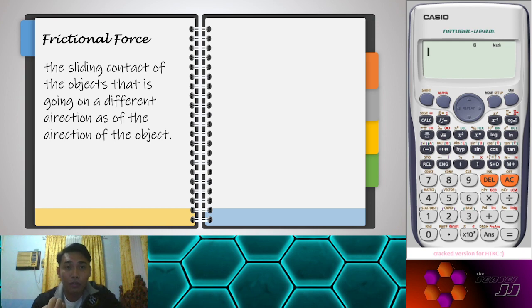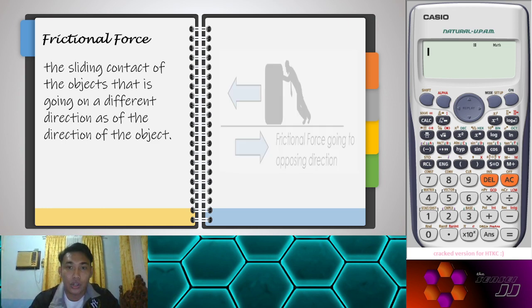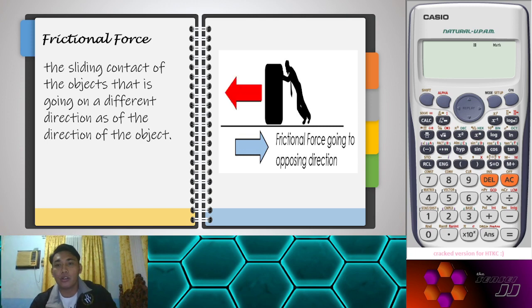However, when we talk about frictional force, it is in the opposite direction, because if it were in the same direction, there would be no contact at all. If there is contact, the frictional force acts in the opposite direction. That is why, with friction and sliding, you cannot slide in the same direction; it is always in opposing directions. So the man is going to the left while the frictional force is in the opposing direction.